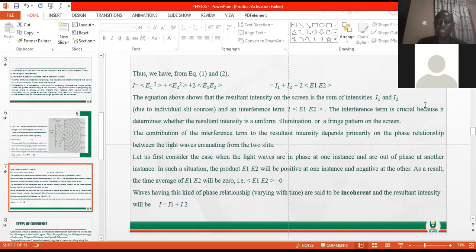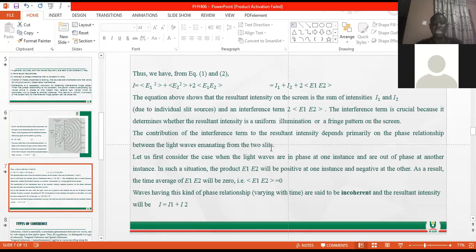So the interference term is crucial because it determines whether the resultant intensity gives uniform illumination or a fringe pattern on the screen. The contribution of the interference term to the resultant intensity depends primarily on the phase relationship between the light waves emanating from the two slits. That's the phase difference, a constant phase difference, as we said earlier.